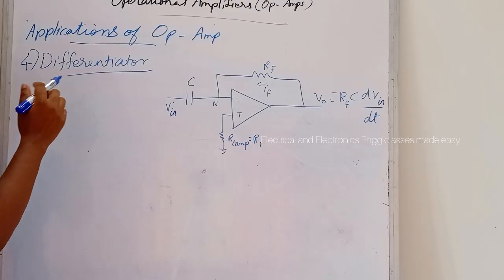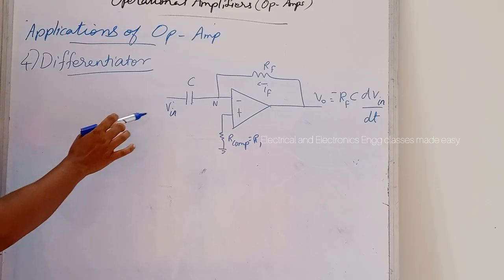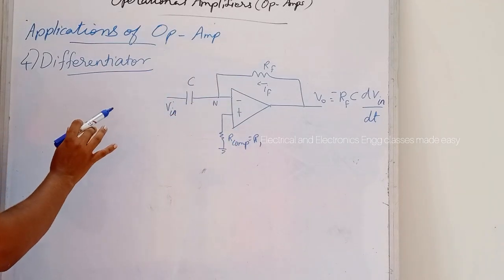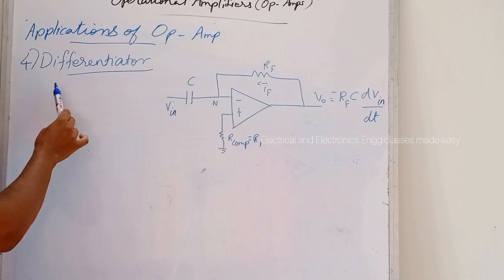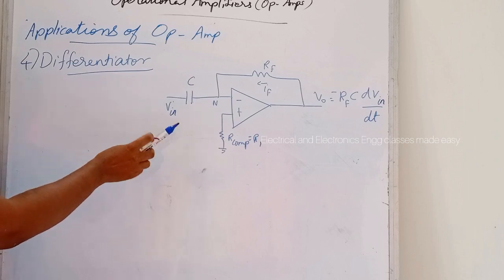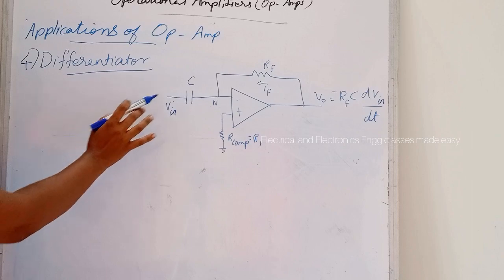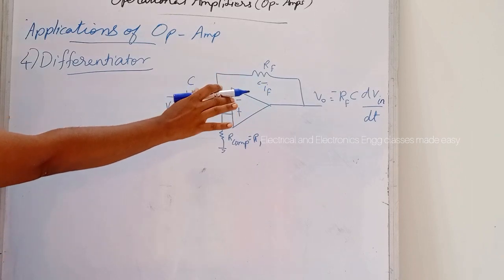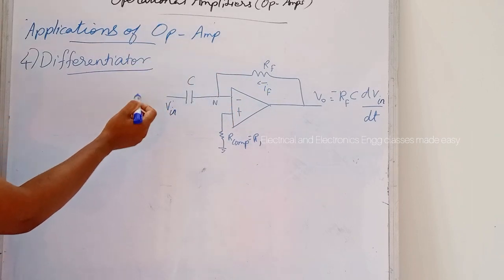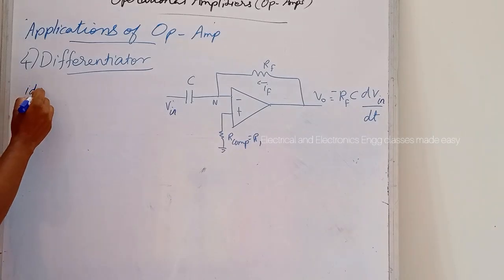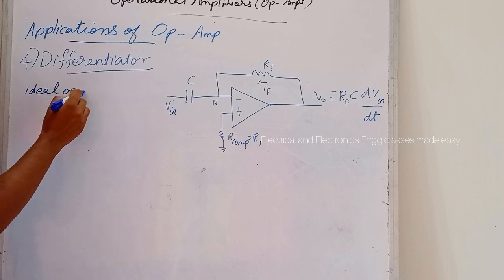Next is the differentiator. So this is the circuit diagram for the op-amp differentiator. As the name suggests, the circuit performs the mathematical operation of differentiation. That is, the output waveform is the derivative of the input waveform. So assume the ideal op-amp case.